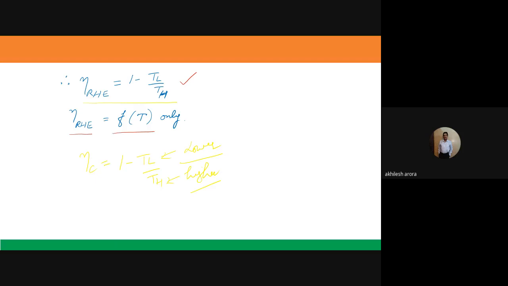And I also told you that we can also call it the efficiency of the Carnot cycle, and C here represents Carnot. So basically a Carnot cycle is a reversible cycle in which all the four processes are reversible. Basically there are two reversible isothermal processes and two reversible adiabatic processes.